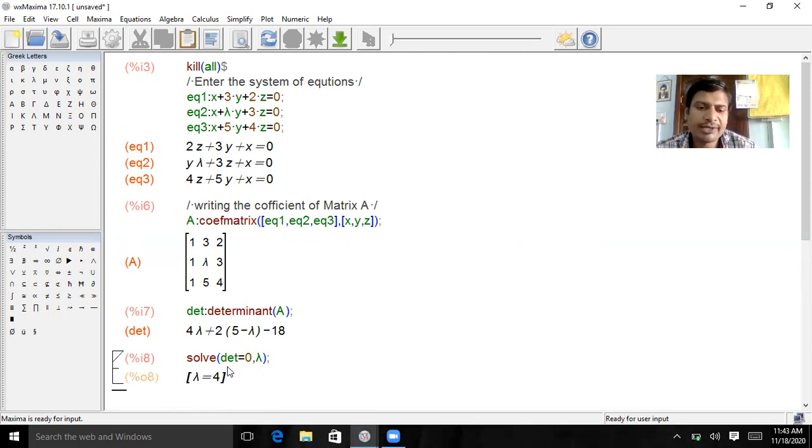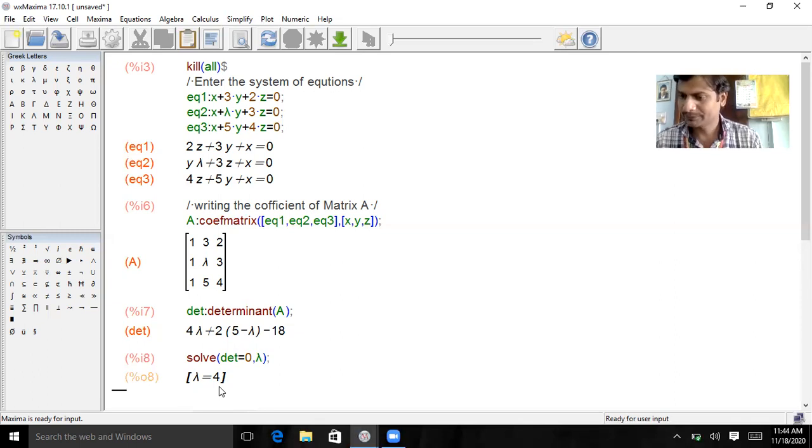You know how to find the determinant, mean? Theoretically, you know that one. Determinant, finally find lambda value, that is lambda equal to 4. In practically, you only take the solve, then bracket of determinant is equal to 0, comma, lambda. Okay. Lambda is equal to 4. After that, for this value of the lambda is eigen, non-zero solution, that is lambda is equal to 4.